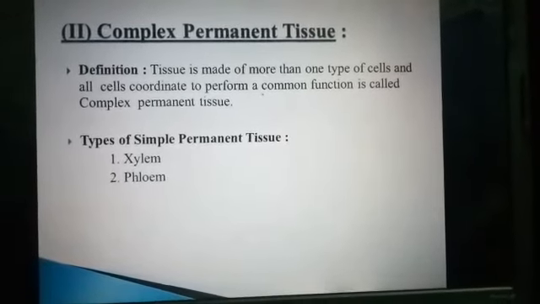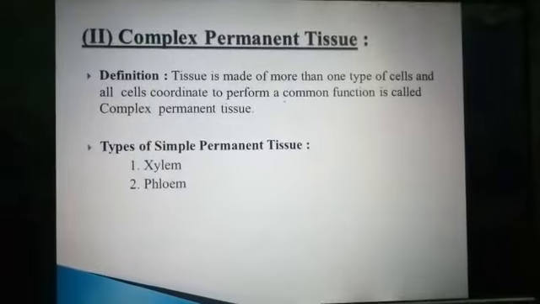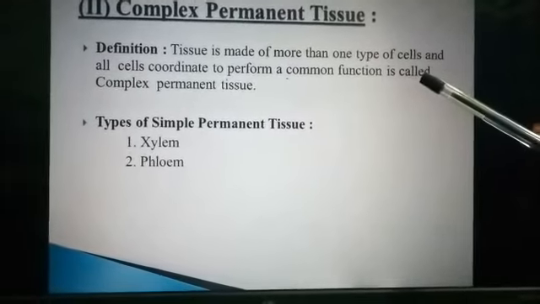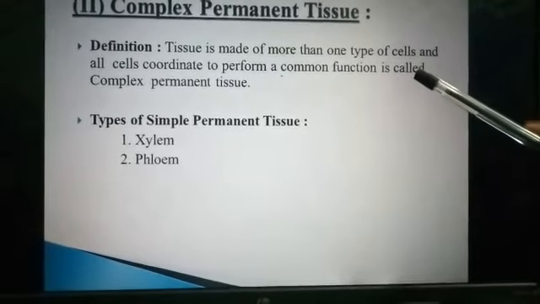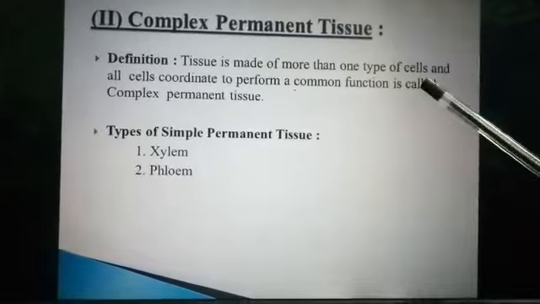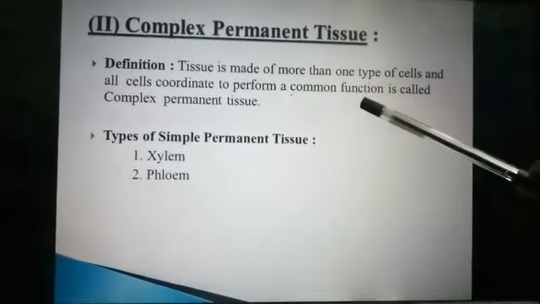Complex permanent tissue, it's very easy. Complex permanent tissue means more than one type of cell is present. That means one cell is circular, another is spherical, maybe it is cuboidal also, but in spite of their different shapes, all of them are performing a common function.